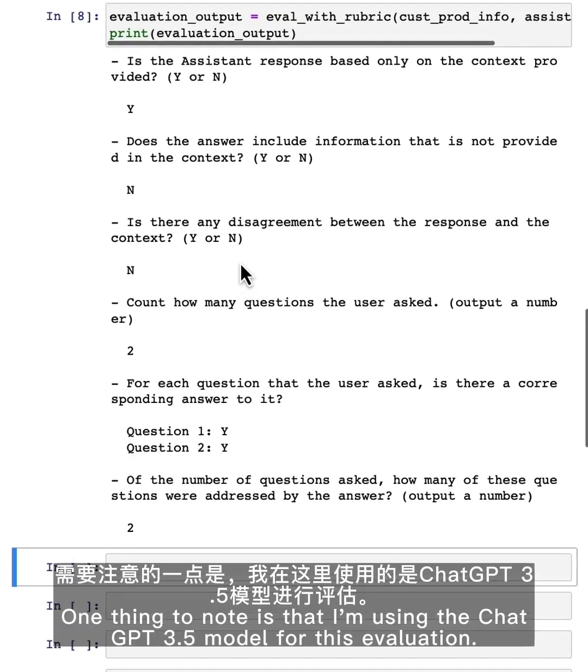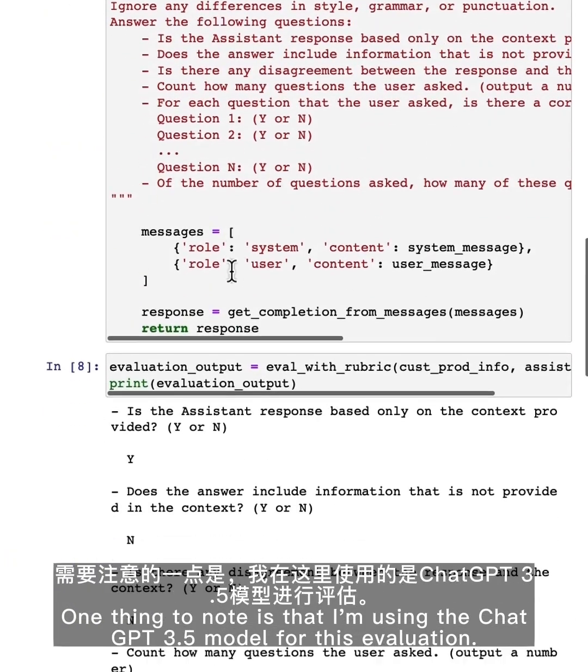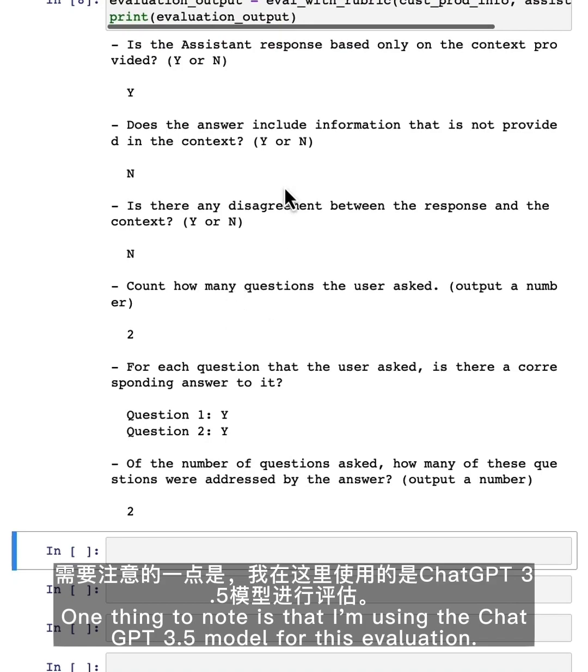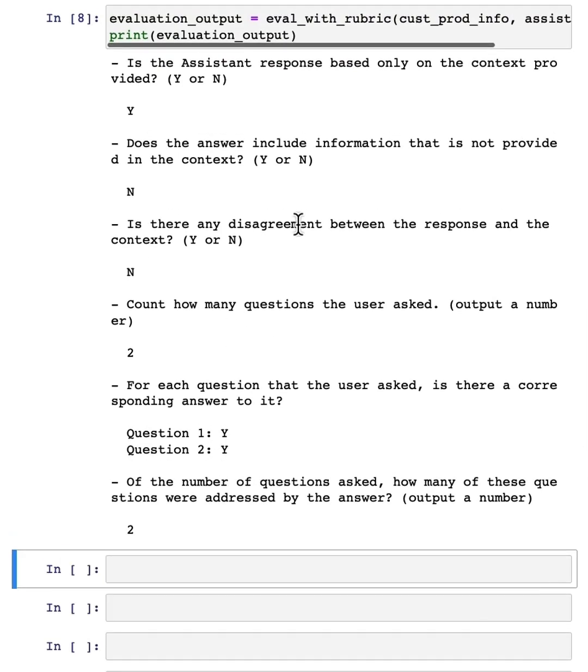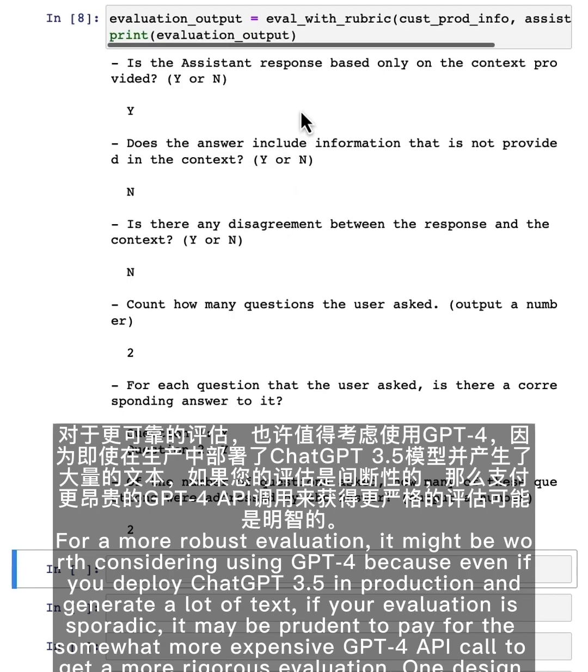And one note, here I'm using the ChatGPT 3.5 Turbo model for this evaluation. For a more robust evaluation, it might be worth considering using GPT-4, because even if you deploy 3.5 Turbo in production and generate a lot of text, if your evaluation is a more sporadic exercise, then it may be prudent to pay for the somewhat more expensive GPT-4 API call to get a more rigorous evaluation of the output.